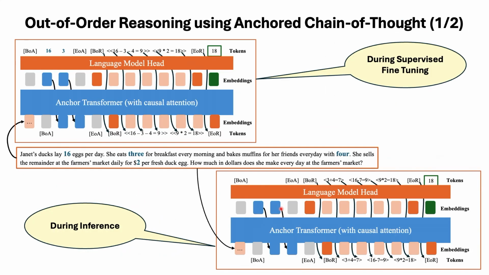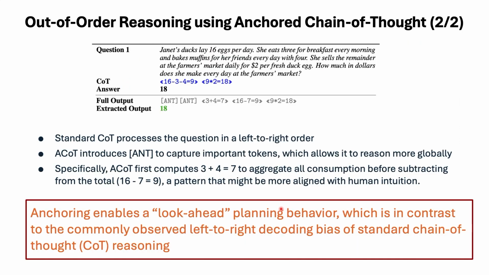I don't have too much time to talk about this fine-tuning, how you actually train it, so I'll skip that for now. But I want to show you the implications of such a model. Anchoring essentially enables look-ahead planning behavior, meaning the following. Let's go back to this example of Janet's duck lays 16 eggs, and so on. How many dollars does she make every day at farmer's market?